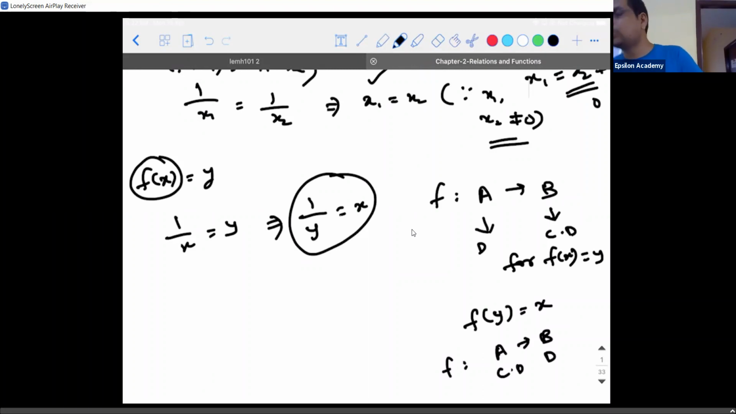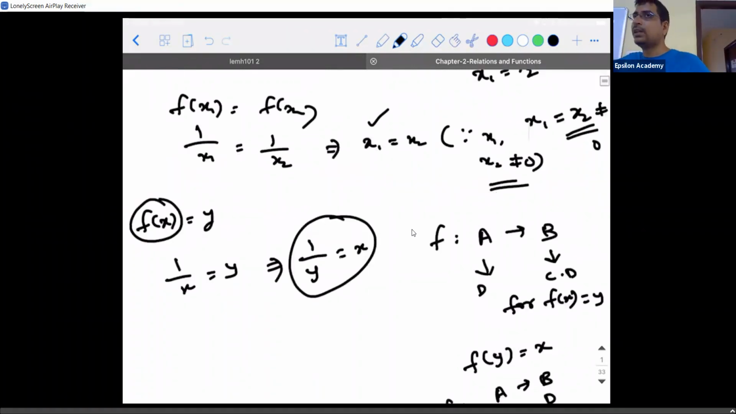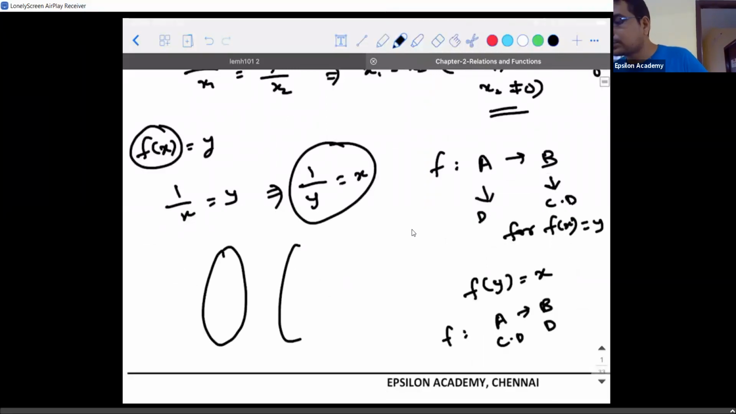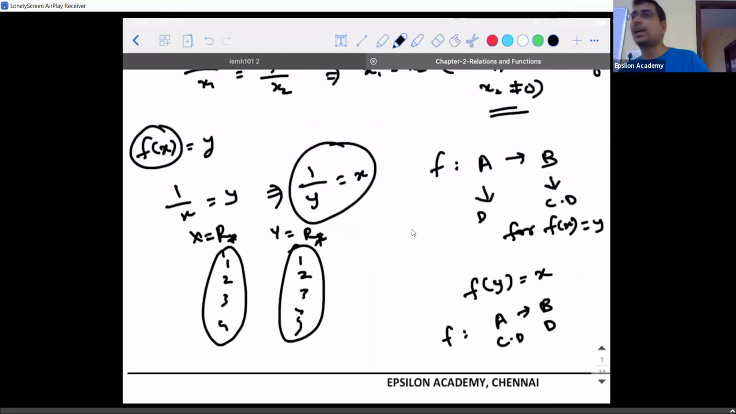So what I'm trying to say here is you need to substitute the values from the output set in the place of y and check whether you have a pre-image for it. So what does set x contain? Set x contains all real numbers except 0. I wrote 1, 2, 3, something like this. Here also you'll have 1, 2, 3, something like this. So this is first set R star, that is x, R star, which is y. Now you need to take a value from this set and substitute it here once you write x in terms of y and check whether you are able to get a pre-image.